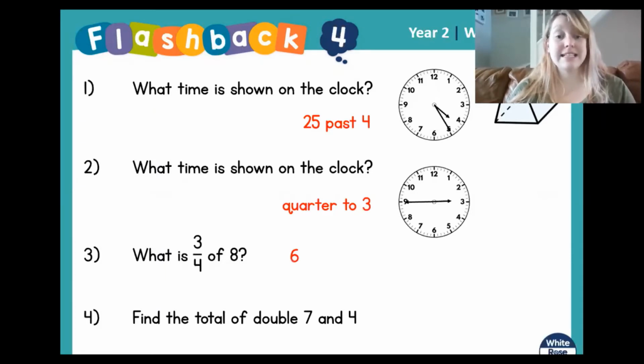7:75 is 6. Now, this last question you may have found a little bit tricky. It says the total of 7 and 4. So what it wants you to do is 7, which is 14, and then add 4, which makes 18.